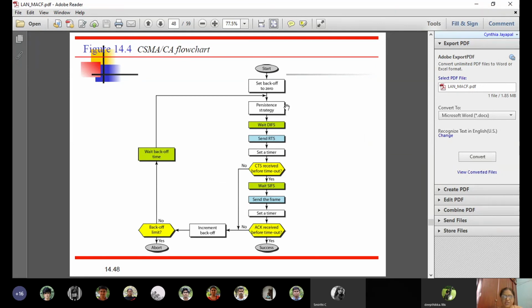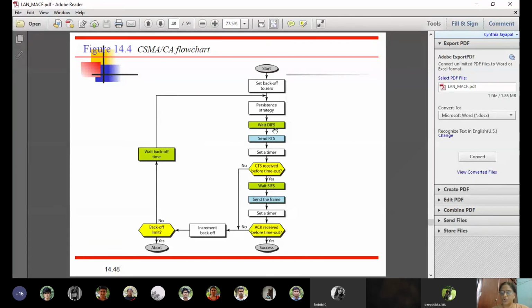So this is the final CSMA/CA algorithm. This is very, very important. Definitely you will get a question on CSMA/CD and CSMA/CA. So here we'll start with the transmission. Initially the backoff time is set to 0. When it has anything to transmit, it will follow the persistence strategy. You know what the persistence strategy is? Wait or defer from transmission for a certain probability of time. So wait for some DIFS time.